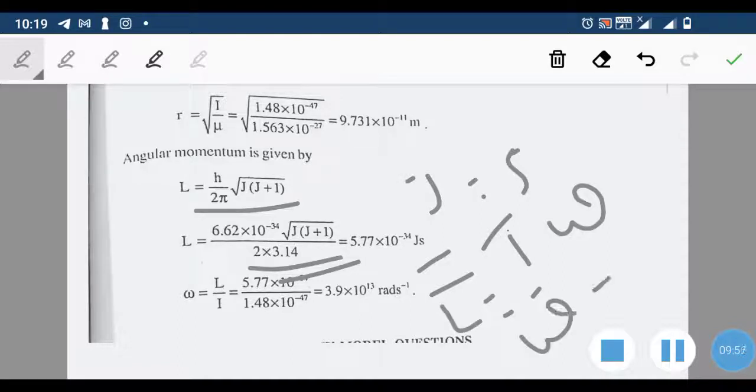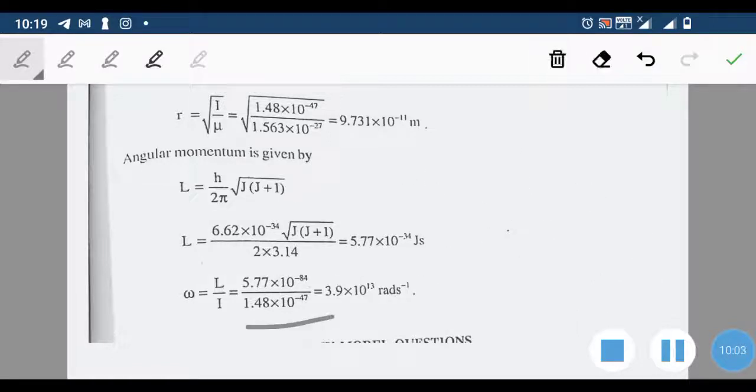So angular velocity omega is given by L by I. You can substitute the values here. L is 5.77 into 10 raised to minus 34, divided by I, which is 1.48 into 10 raised to minus 47, and the value is obtained to be 3.9 into 10 raised to 13 radian per second. So this type of problems are usually asked in this chapter.